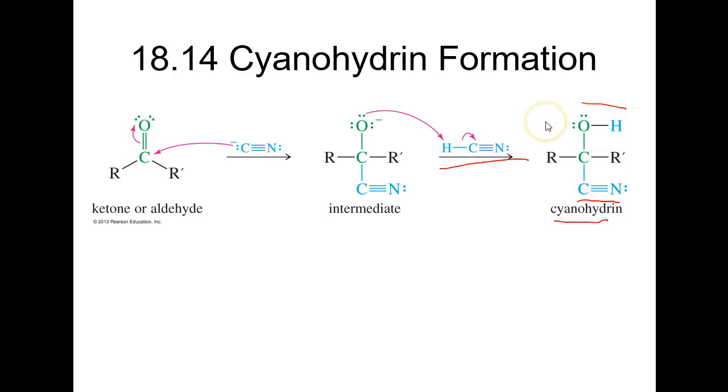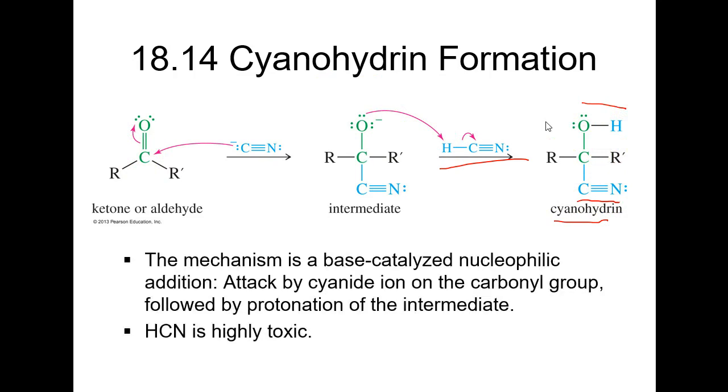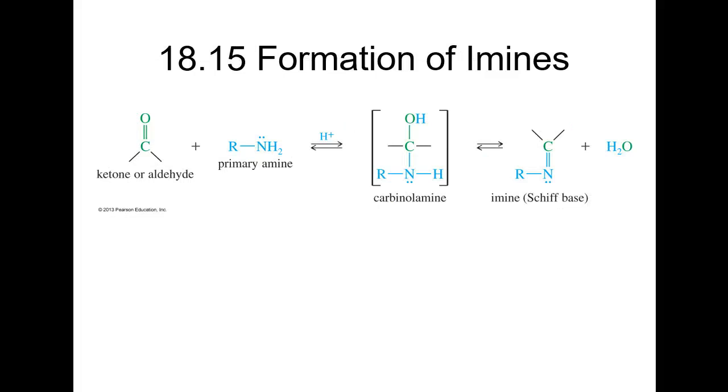Cyanohydrin. That's the hydrin part of it. HCN is highly toxic. But anyways, that's the cyanohydrin. This is an imine. This is how you form imines. We're going to look at the mechanism here, but the imine, same type of thing. You protonate, and then your nitrogen starts attacking.